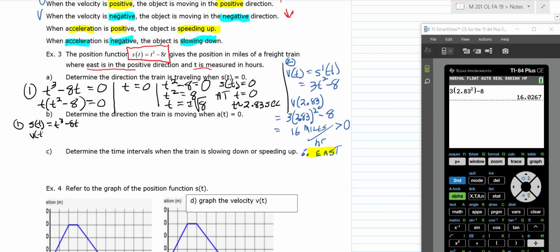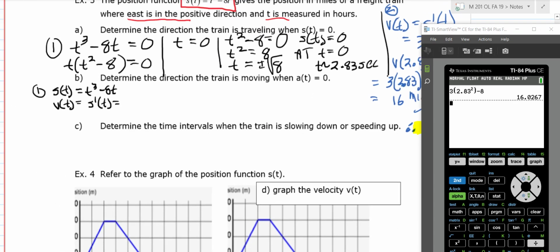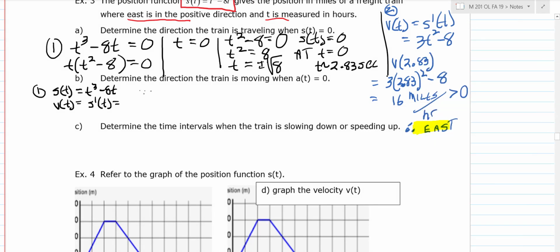So v of t would be the first derivative. And we already did that, so on this, that first derivative would be 3t to the second minus 8. The acceleration is the second derivative. It's the rate of change of velocity, so that's s double prime of t. So that would just be 6t. Okay, so we got our acceleration.